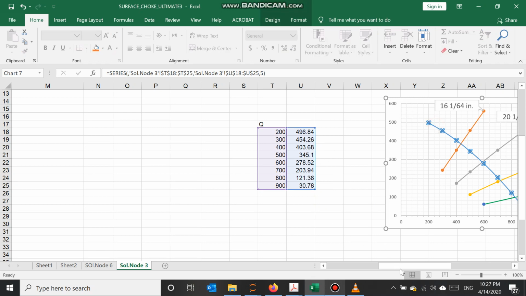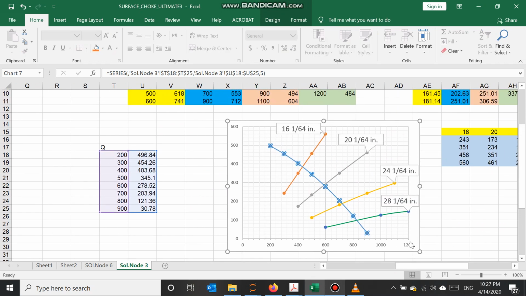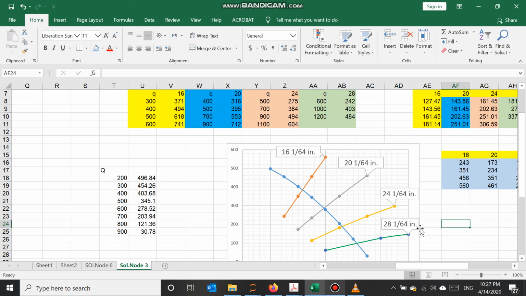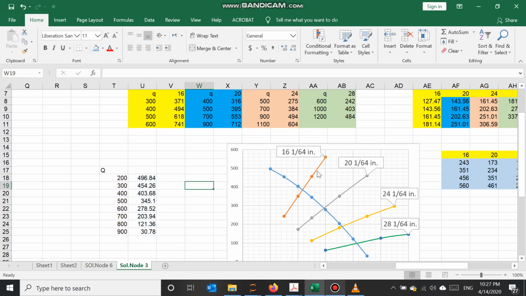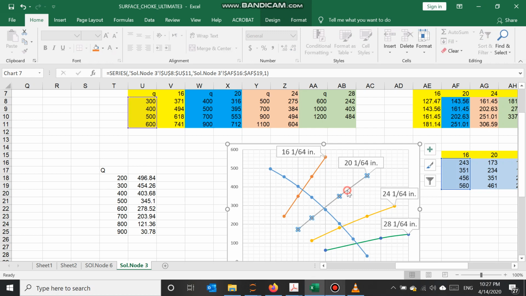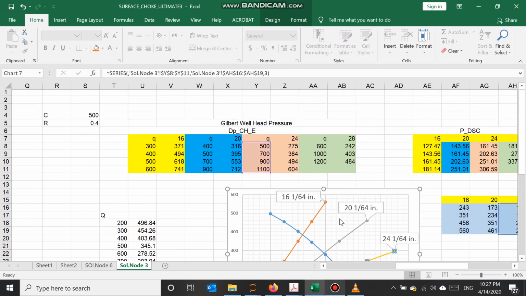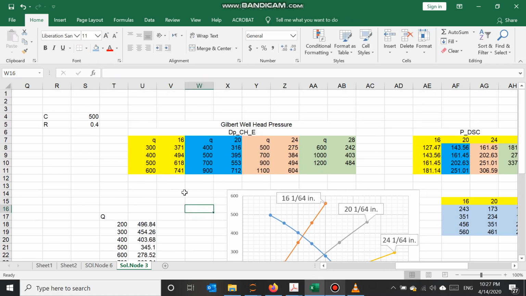That's all. Now, this is the result of part one that I was talking about in the lecture. It's two parts, not two steps. This is part one. Now part two is to understand how you get these lines. To get these lines, we start with the Gilbert wellhead pressure.